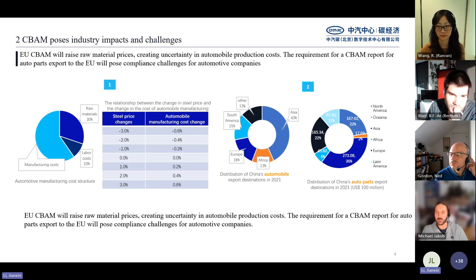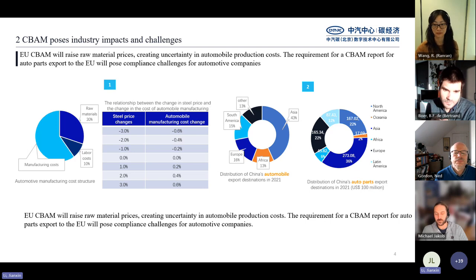So, coming back to our topic, automobile companies are currently not included in the scope of CBAM, but the major materials for car production, such as steel and aluminum, are both big targets for CBAM. For passenger vehicles in China, nearly 50% of the vehicle is made up of steel and 10% is made up of aluminum. And for an A-class car, the curb weight is about 1.3 tons.